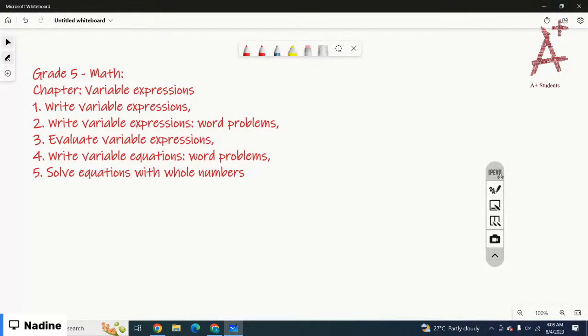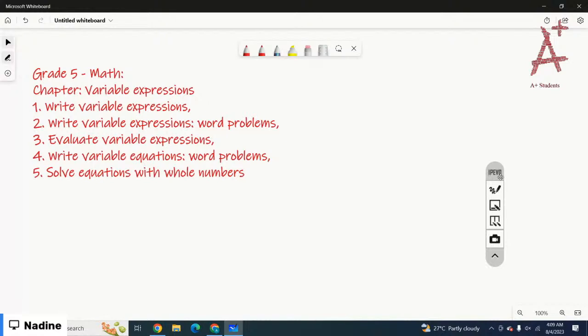We are here for grade 5 math. So we're going to start with chapter variable expressions. The lessons we're going to cover today are write variable expressions, write variable expressions word problem, evaluate variable expressions, write variable equations word problem, solve equations with whole number.